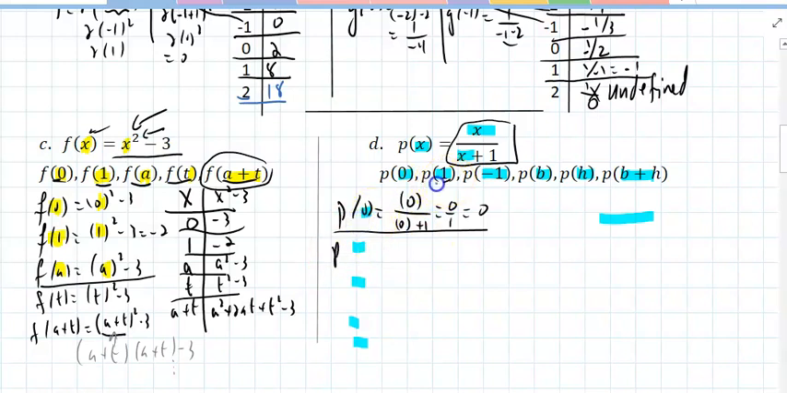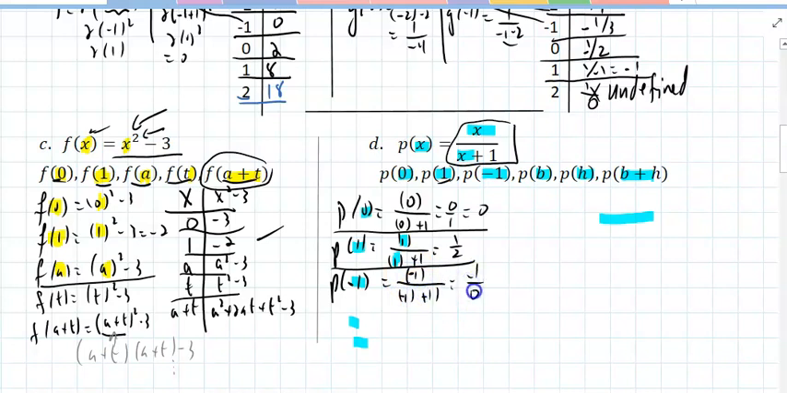How about p of 1? Again, wherever you see the blue mark, you put a 1 in there. So every problem, this will change. Everything else will hold the same. That's 1/2. Done. You want to make it like that, you can. How about p of negative 1? Well, that is 1 over negative 1 plus 1. Isn't that negative 1 over 0? Undefined.